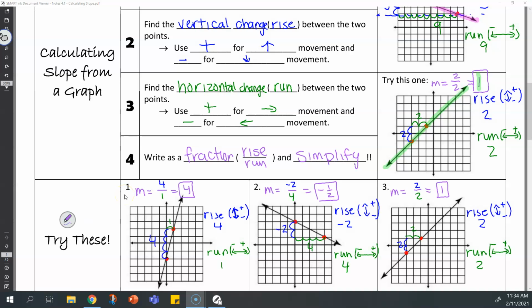All right, for number 1, you should have gotten that 4 was your rise, 1 was your run. 4 over 1 reduces to a slope of 4. Number 2, your rise was negative 2 because I went down. My run was 4, and then that reduces to rise over run, gives me negative 1/2 as my slope. And then number 3, my rise is 2 because I went 2 up. My run is 2 because I went 2 to the right, and then I calculate that to equal 1. Okay, if you have questions on that, make sure you write them down. We'll address them in class.